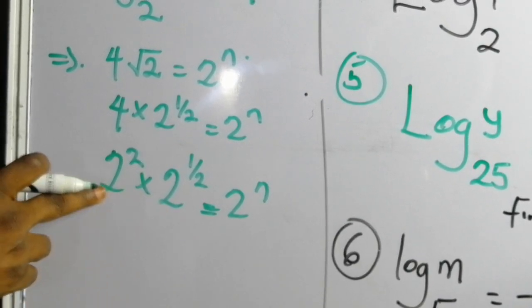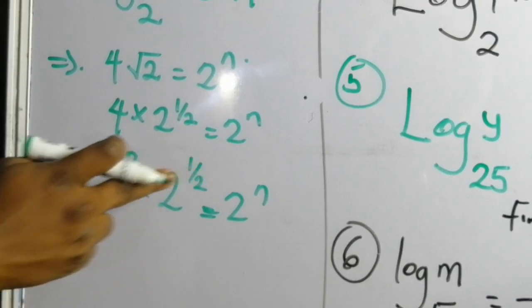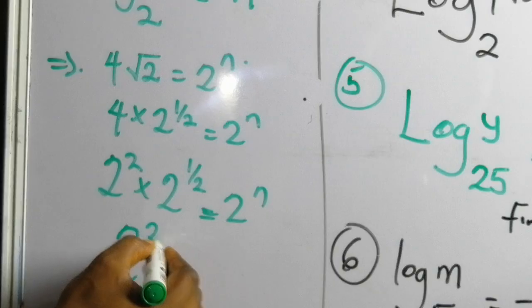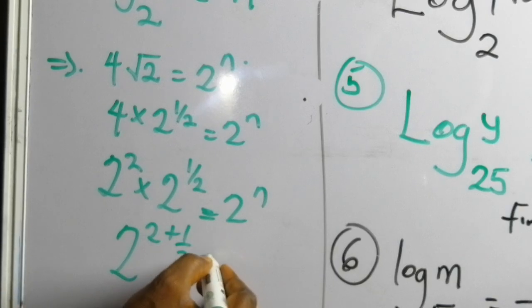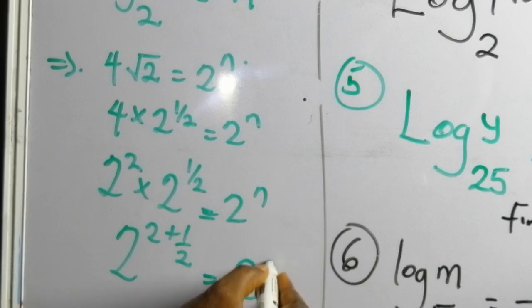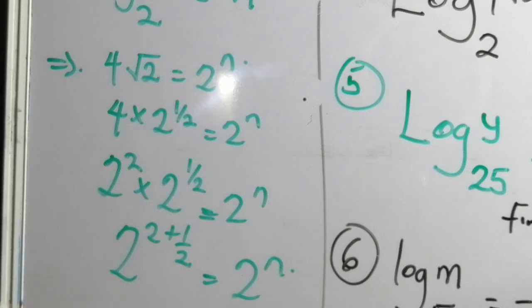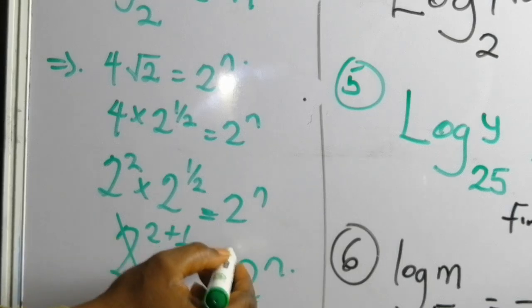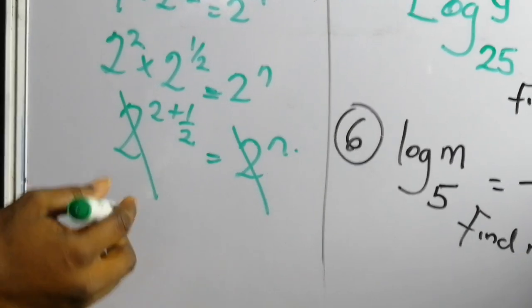In the law of indices, pick one base and add the power for the multiplication law. Which is 2 plus 1 over 2 equals 2 raised to power n. It's as simple as that. Now we have the same base, so you cancel the base and bring down the power.